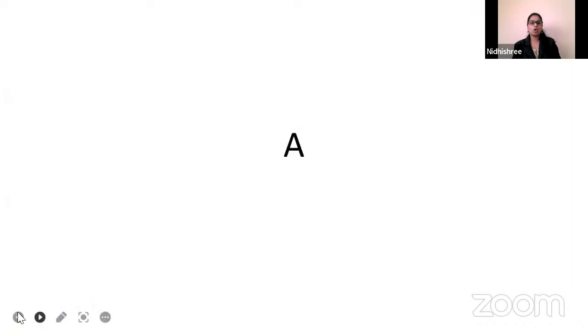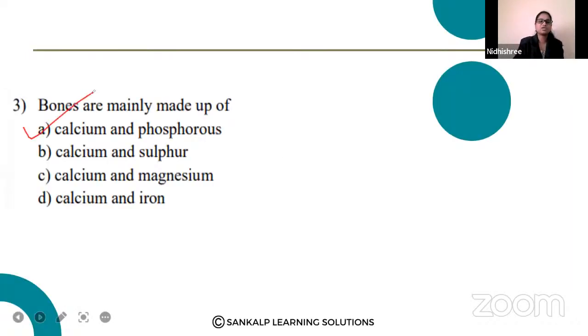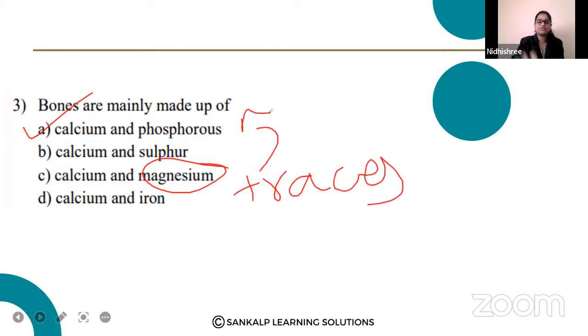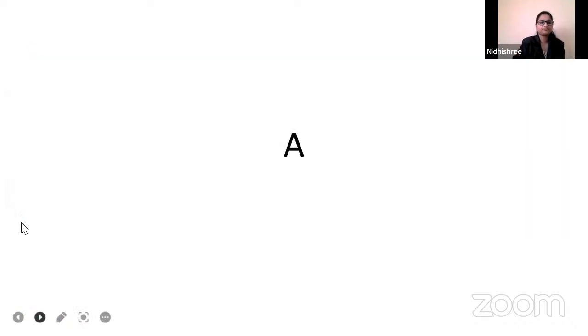The right answer is option A, that is calcium and phosphorus, guys. Magnesium will also be present in the bone, but it is present in trace amounts. It is very less compared to phosphorus. So calcium and phosphorus is the right answer. Most of you voted for option D, not option A. Okay.